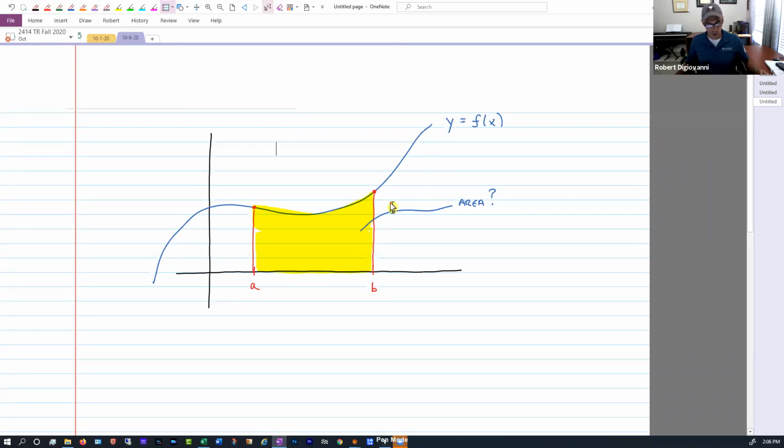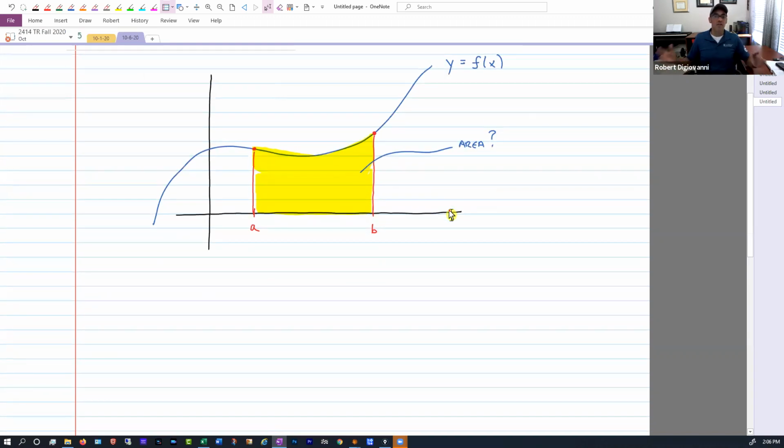So this general idea of finding the area below a curve is very powerful. It will allow us to do the circle, it will allow us to do a lot of things, okay? Now, the question is, how do we do it? How do we actually go about doing this?